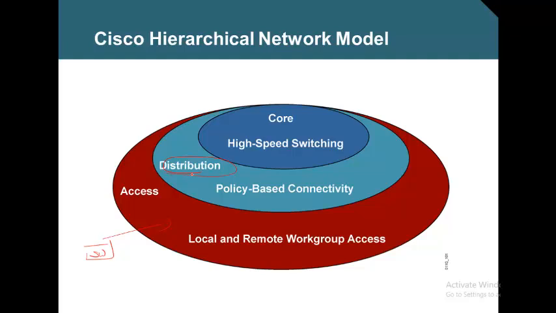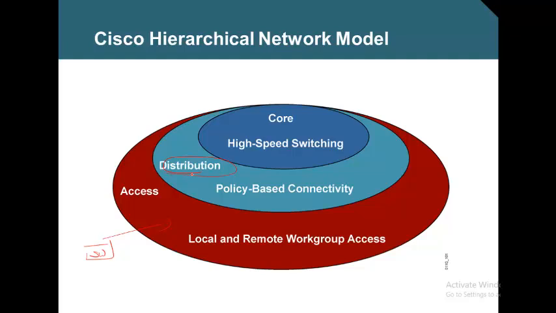Distribution layer has multi-layer switches and routers, where we apply the policies using ACL, access control list, or policy-based routing using policy maps. And there are many more things where you can write policies. So distribution layer is routing, access layer is switching.